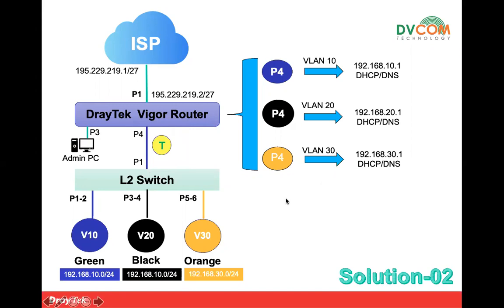Then the other solution is, as I told you, through a single interface we can carry multiple VLANs. So if you see here, through port number 4 we are going to carry VLAN number 10, VLAN number 20, and VLAN number 30. On the layer 2 side, make sure that you configure it as a trunk port. In Cisco, people call it a trunk, and other vendors call it a tagged port. So port number 1 at the layer 2 switch side, you need to make it a tagged port. That's very, very important, guys.